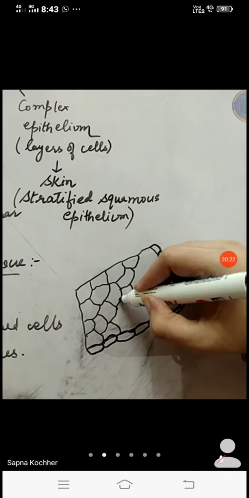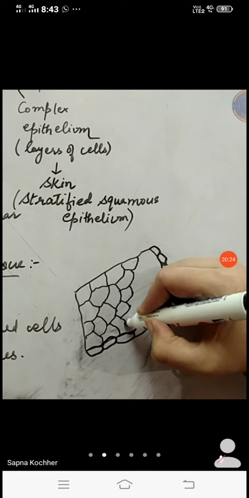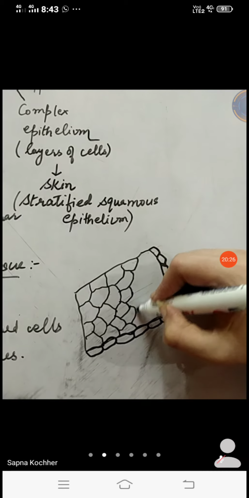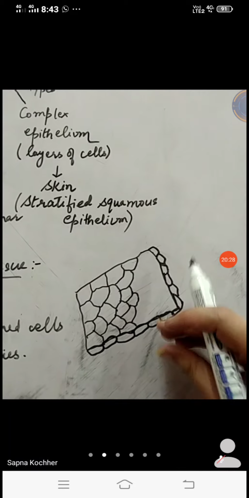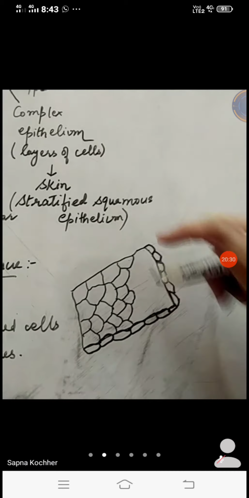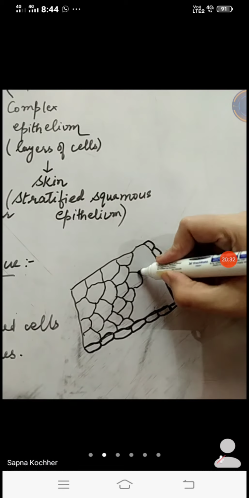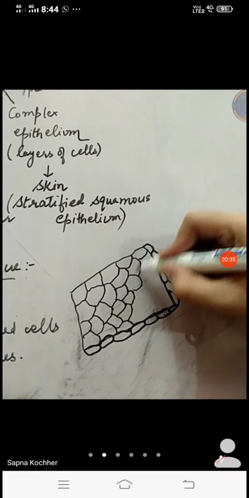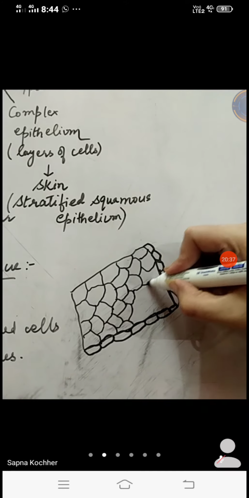The cells are arranged forming a thin flattened layer, not very broad ones. Just make it a thin layer, which seems to be that of flattened cells. It should look like a thin layer.